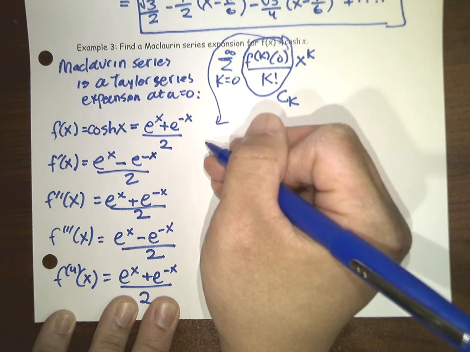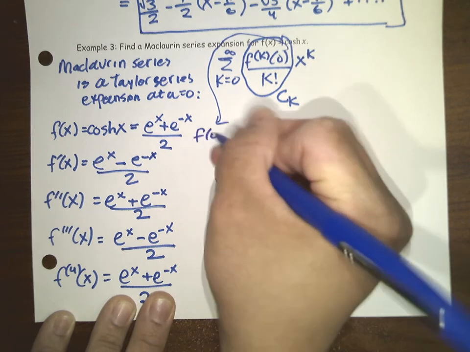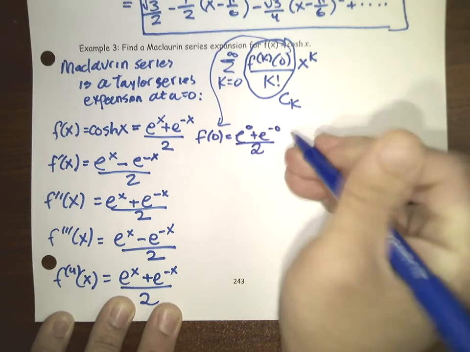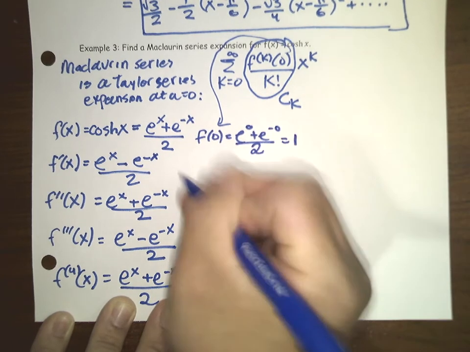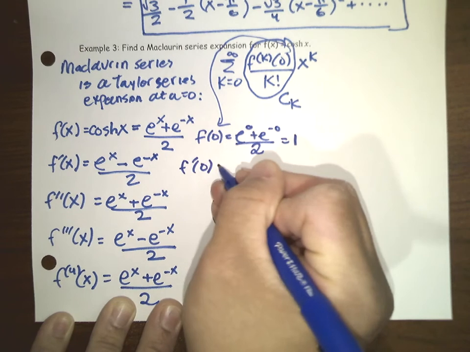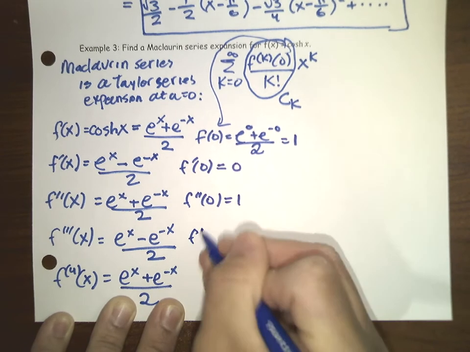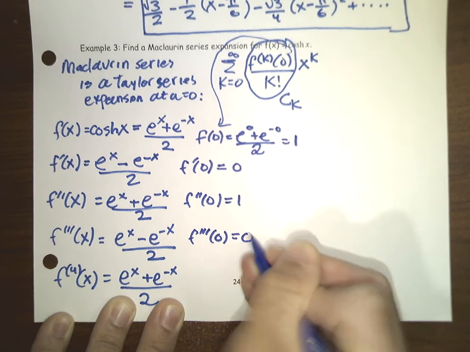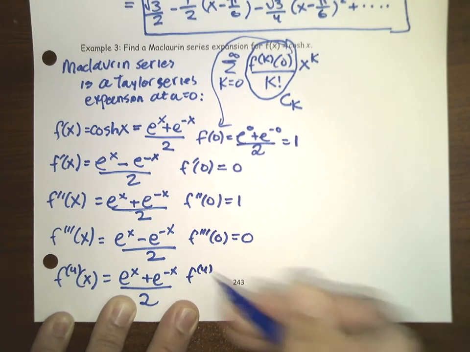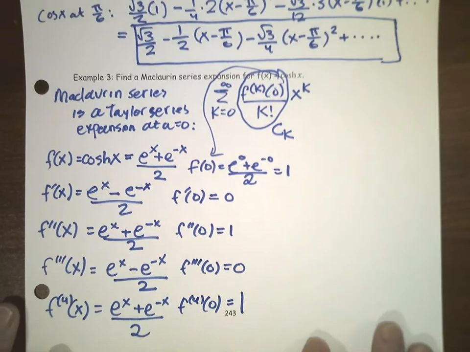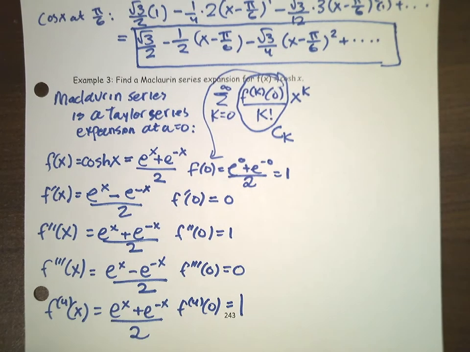So we need f of 0, so e to the 0 plus e to the negative 0 over 2. That will be 1. Then similarly, f prime of 0 is 0, f double prime of 0 is 1, f triple prime of 0 is 0, the fourth derivative at 0 is 1, and so on. So you can see these actually just alternate: 1, 0, 1, 0, 1, 0, 1, 0, and so on.